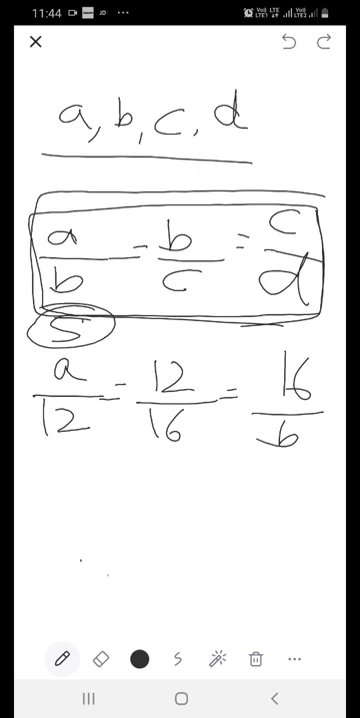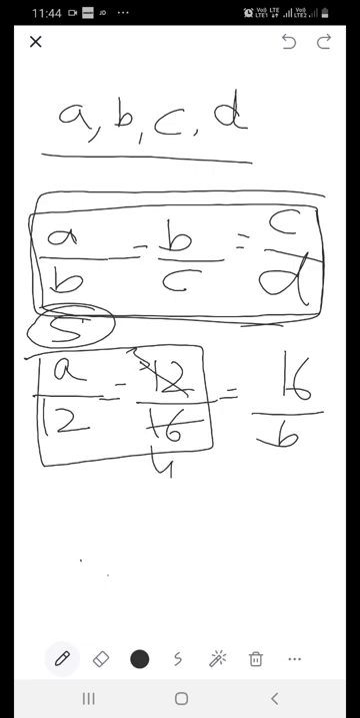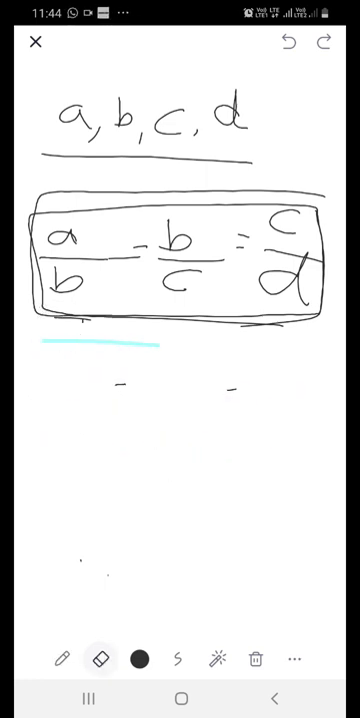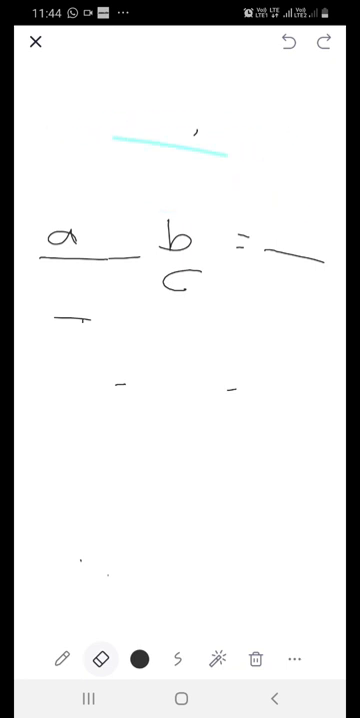And you have to find the value of A and B. Now you can take these two ratios. Only A is missing. You can reduce it to the lowest terms, 3 upon 4, and you can find A. Now you can take these two ratios. 3 upon 4 is equal to 16 upon B, and you can find B. So this is how you are going to find the numbers A and B if they are in continued proportion.